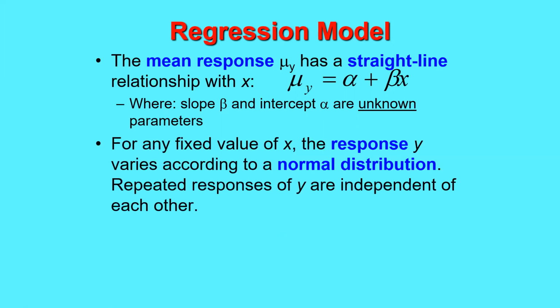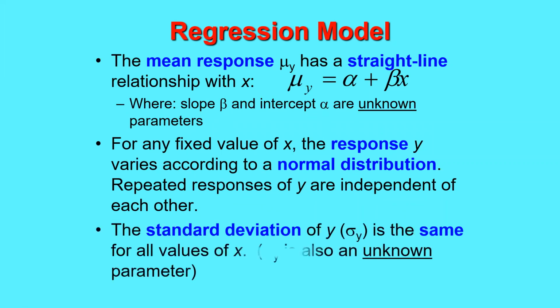And for any fixed value of x, the response y varies according to a normal distribution, and repeated responses of y are independent of each other. The standard deviation of y, sigma y, is the same for all values of x, and sigma y is also an unknown parameter.